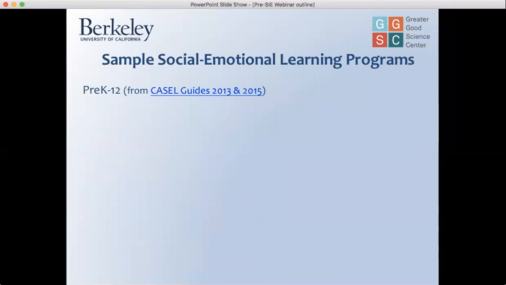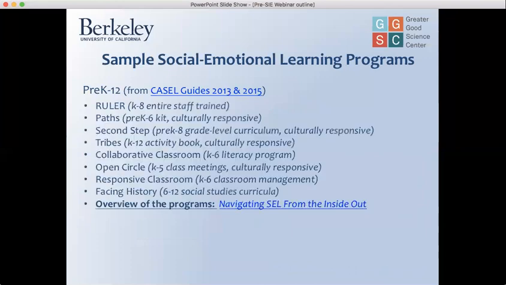Here's pre-K through 12. This is from the CASEL preschool, elementary, middle, and high school guides, which I've hyperlinked on the slide. Being on the CASEL list means that they've been tested for effectiveness through a randomized controlled trial, which is the gold standard of research. So it's actually fairly difficult to get onto CASEL's list. I am fairly familiar with all of these pre-K through 12 programs, and I just wanted to point out a few things I've noticed about them.